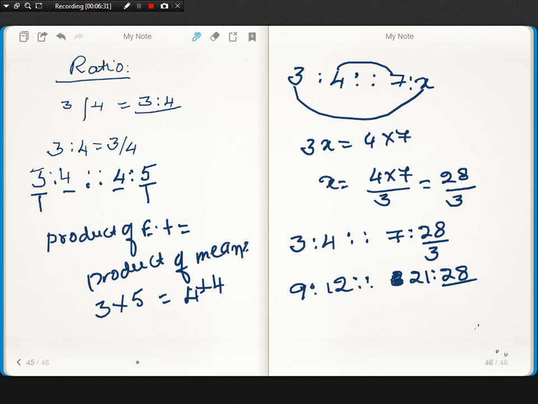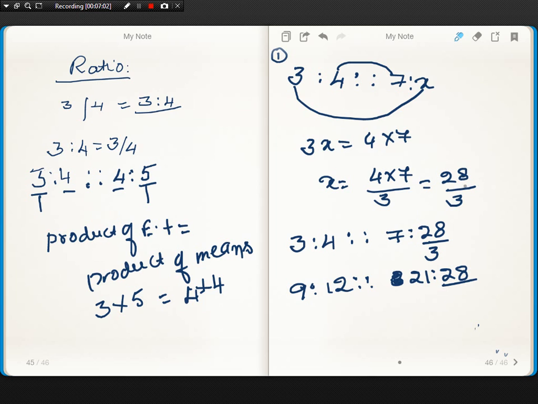Product of the means. And we have seen one simple example. This is a proportion, 3 is to 4 and 7 is to x. Now we can find the fourth proportion. X is the fourth proportion. The product of extremes is equal to product of the means. So 3x is equal to 4 into 7, and x can be calculated as 28 by 3. We can say the fourth proportion is 28 by 3.